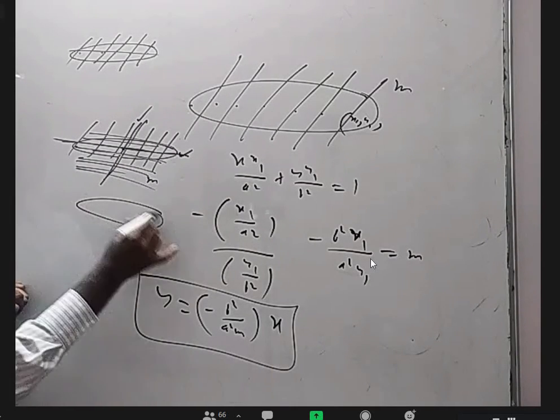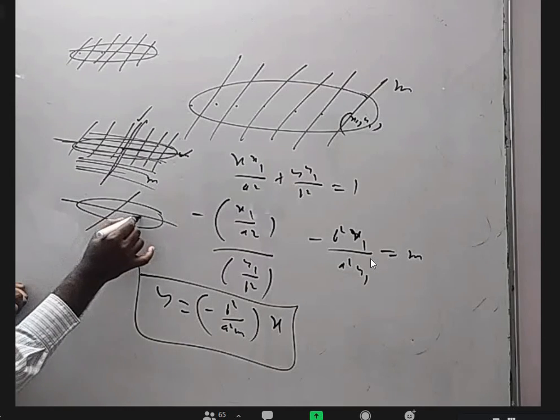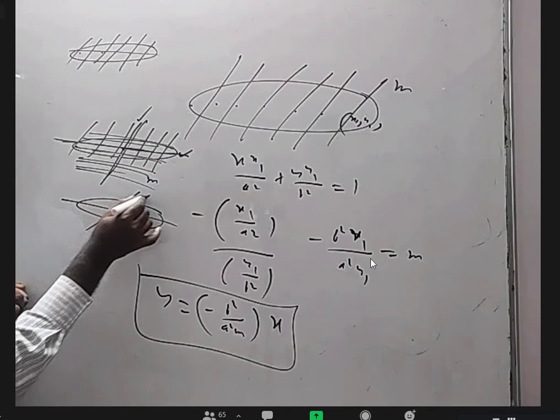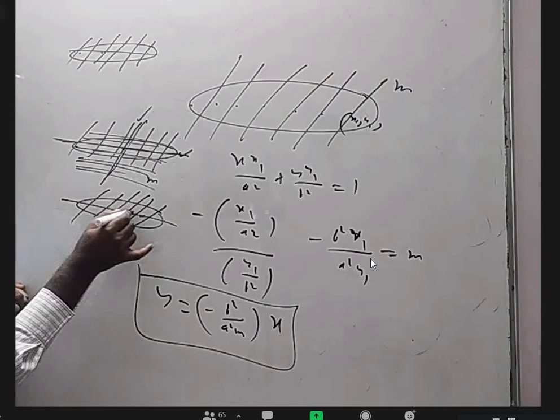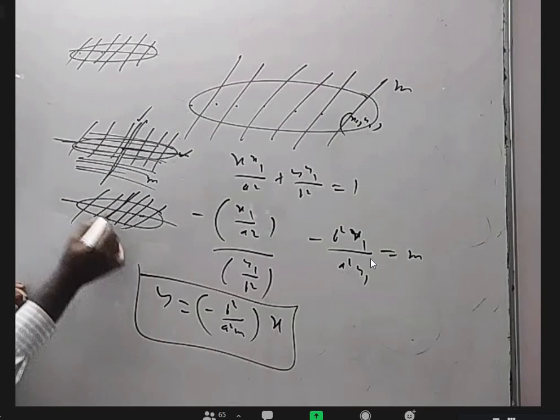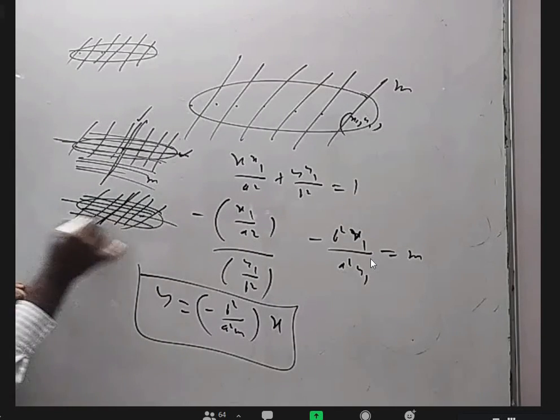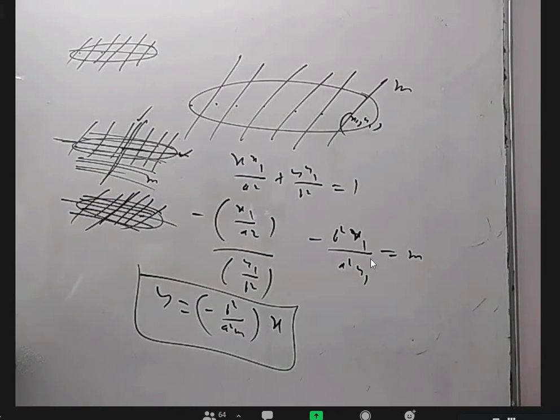So we have an ellipse, we have two diameters. What will this diameter do? You draw any chord parallel to the other diameter, it will bisect. And what will this do? Draw any chord parallel to this, it will bisect that. Is it clear?